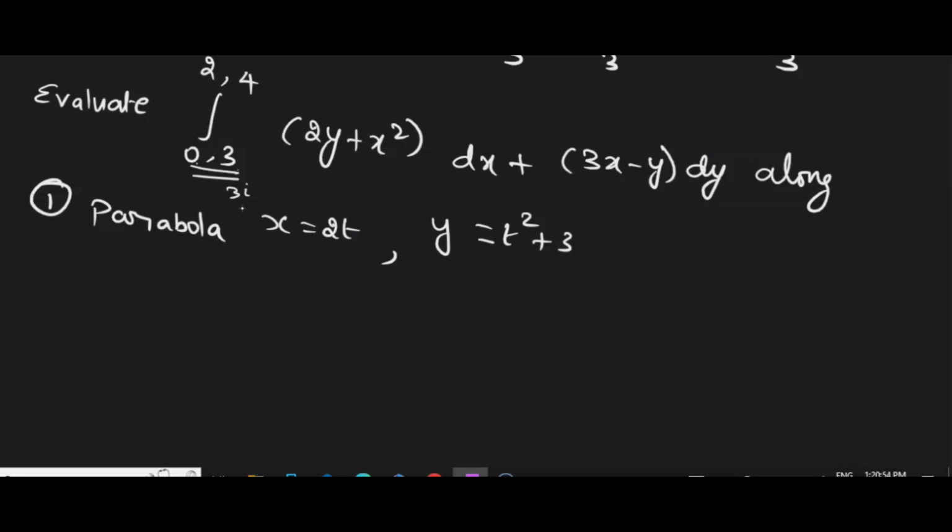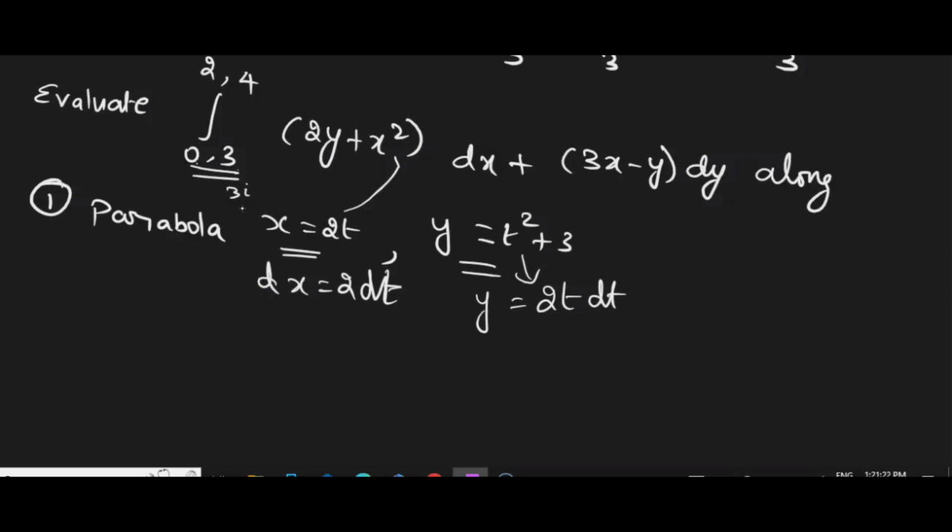Now this is in parametric form, if you notice, which is the same as this. But one good thing is, wherever x is there, you will substitute 2t. Wherever y is there, you will substitute t square plus 3. And finally, if x is 2t, what is dx? 2 dt. Then what is dy? 2t dt. Correct? T square differentiation is 2t dt. So the above question will be in terms of t.